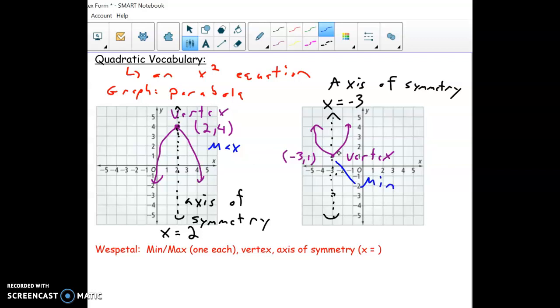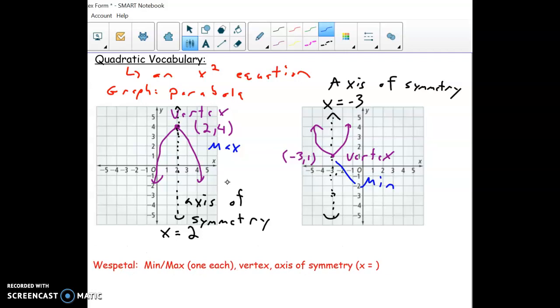So the vertex can either be a min or max depending on if it opens up, this one opens up, or if it opens down like the one on the left. All right, I think that's it for the vocab. I made a note here to make sure that I cover all those things, but I think we got them all.